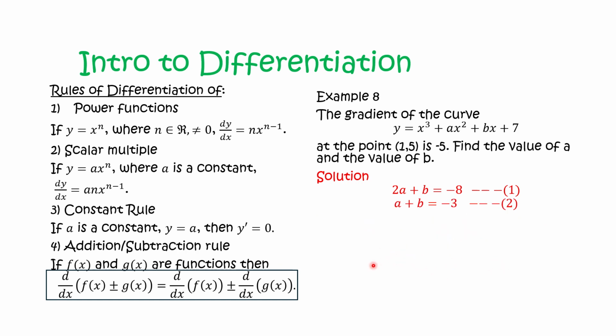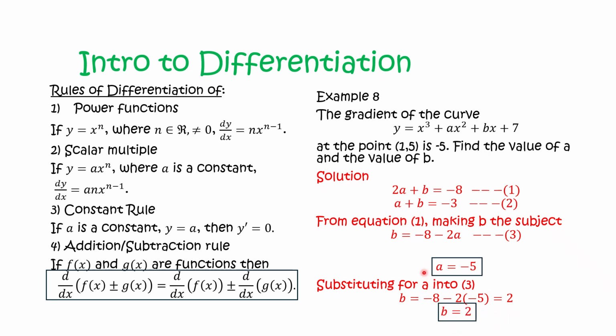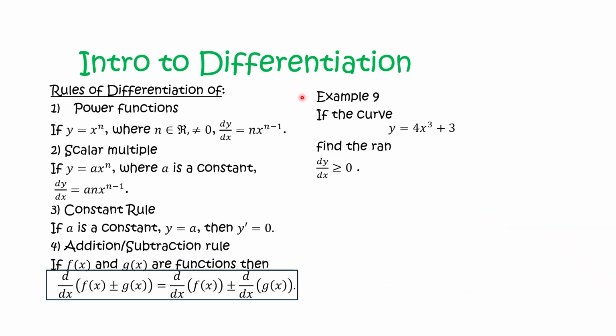Right, so we have two equations, and from equation 1, we make b the subject of the formula so that we have b as minus 8 minus 2a. Let's label this equation 3. Now we substitute for b into equation 2 so that we get a plus minus 8 minus 2a is equal to minus 3, implying that a is equal to minus 5. Now substituting for a into equation 3, b will be 2 when simplified, implying that our solutions are a is equal to minus 5 and b is equal to 2.